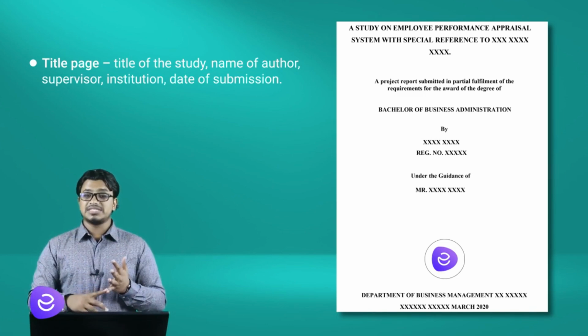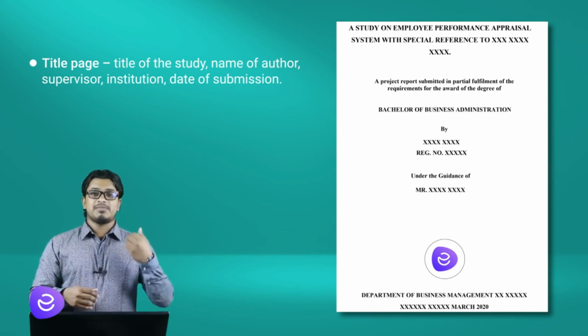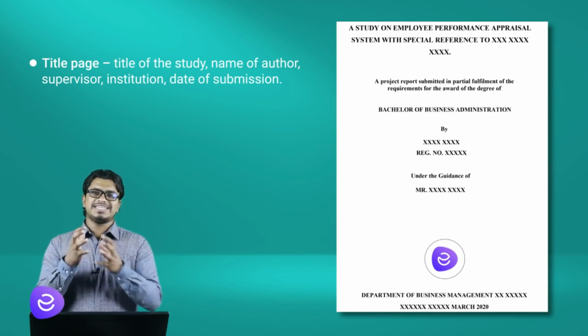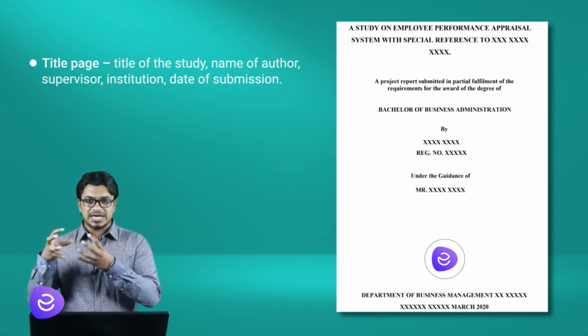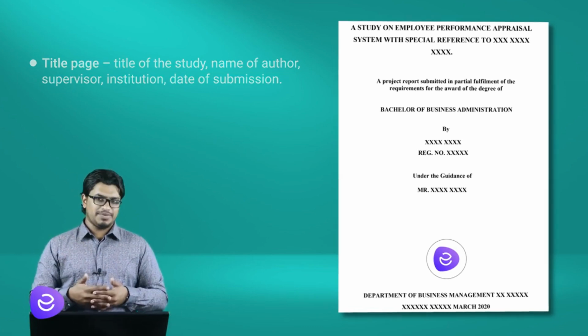Then the title page contains the name of the author, the name of the supervisor or the guide, the name of the institution, the date of submission, etc. So all the details about the author and the details about the title are given in the title page.